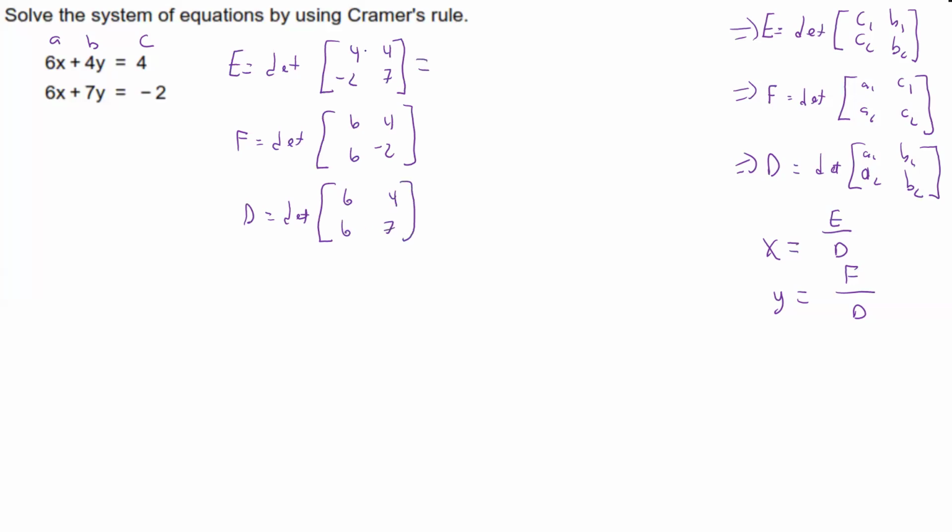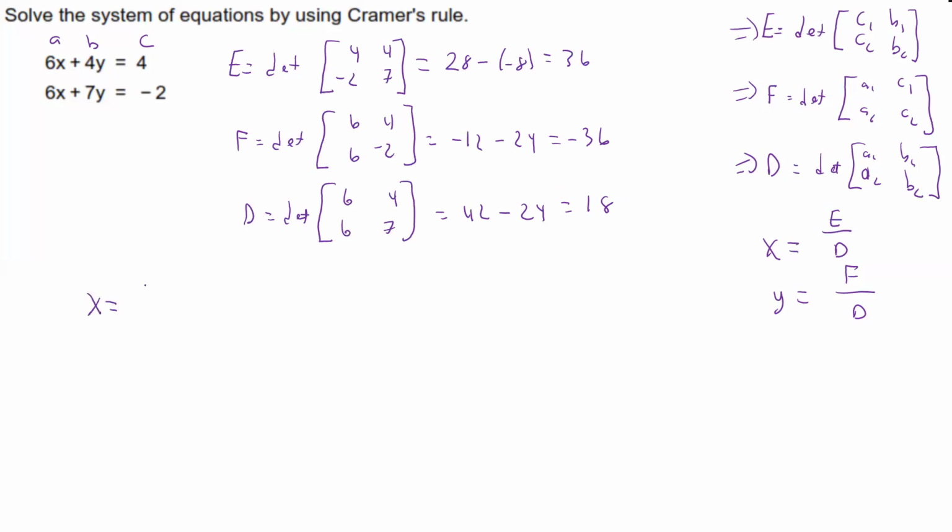So what is this determinant? Well, that's going to be 4 times 7, which is 28, minus 4 times negative 2, which is a negative 8. So 28 plus 8 is going to give us 36. Here we have 6 times negative 2, so that's going to be negative 12, minus 6 times 4 is 24, so that's going to be negative 36. And finally, D, that's going to be 6 times 7, which is 42, minus 6 times 4, which is 24. And so when we subtract that, we get what? It looks like 18.